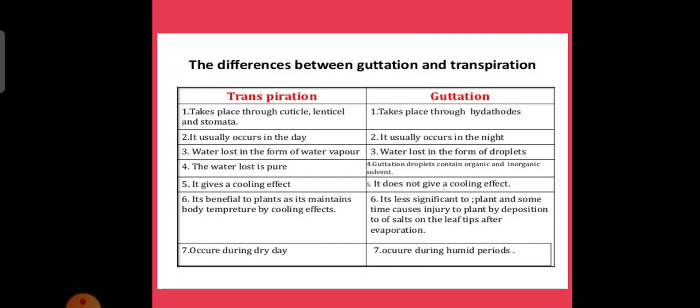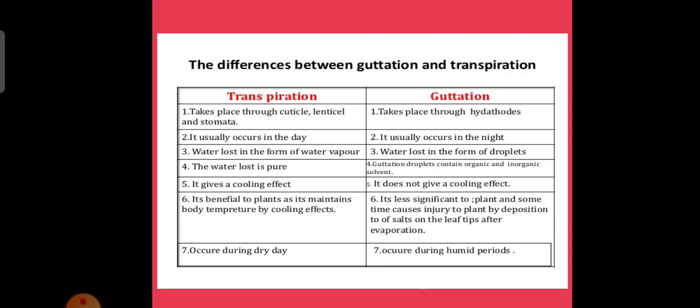Number 2, transpiration occurs in the daytime and guttation occurs in the night time. At night there is no transpiration in plants, so root pressure increases in the plants. That's why the guttation process takes place. Number 3, water loss in the form of water vapors in the transpiration process, and water loss in the form of droplets takes place in the process of guttation.